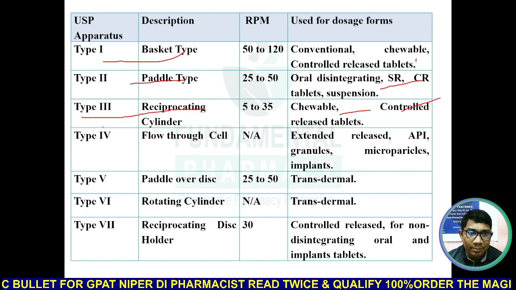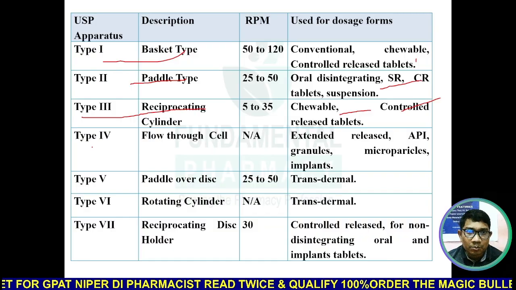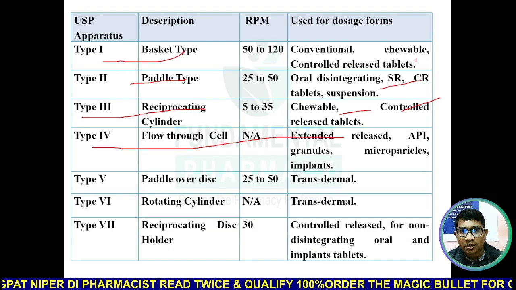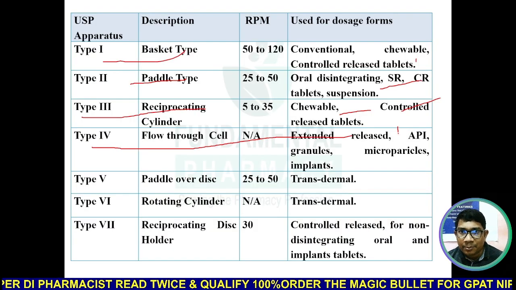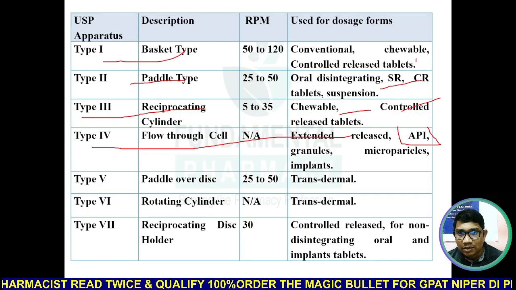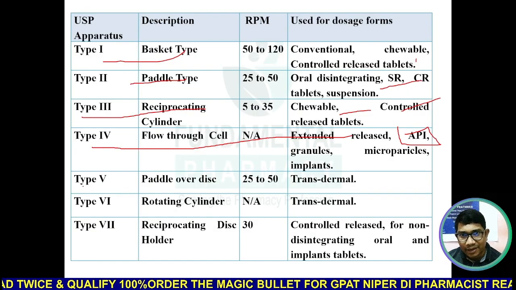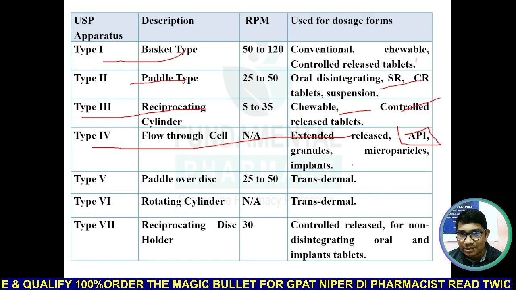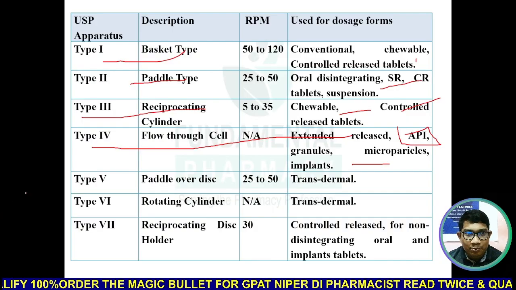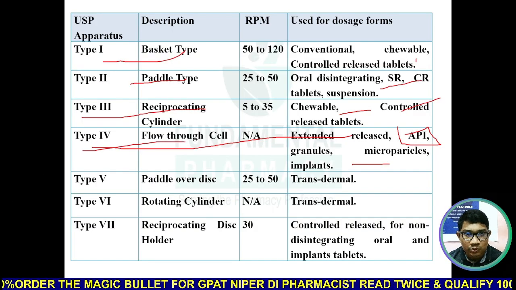Type 3 apparatus is a reciprocating cylinder, used for chewable tablets, controlled release tablets and extended release tablets. Type 4 apparatus is the flow through cell, which is used for extended release API. A very important question was there in GPAT and NIPER as well. It is used for API, granules, microparticles and implants. So type 4, the flow through cell apparatus, is used.